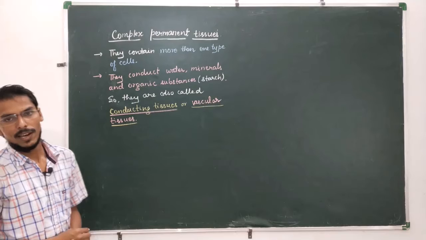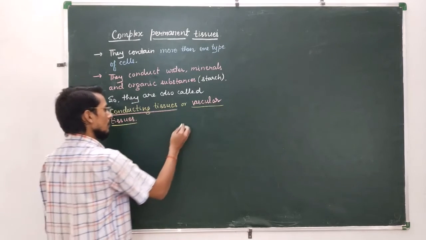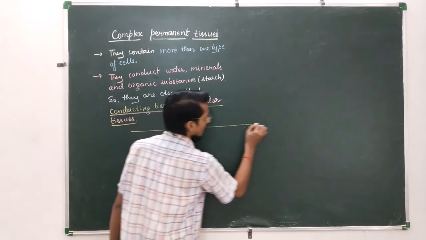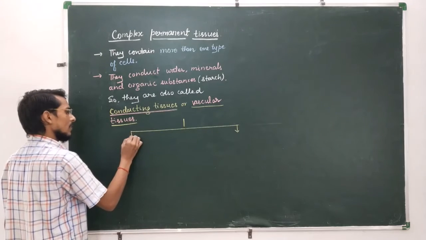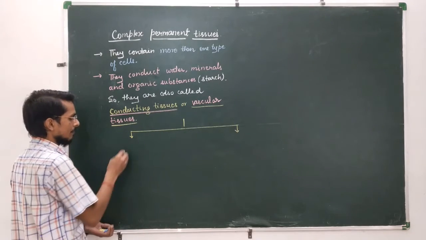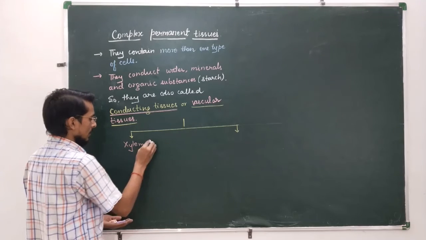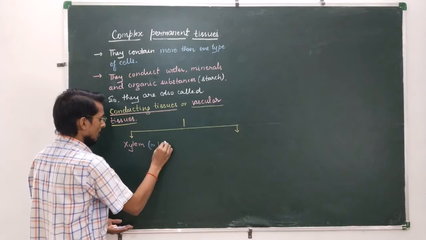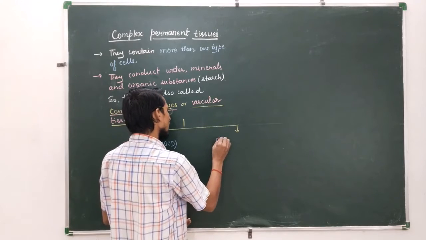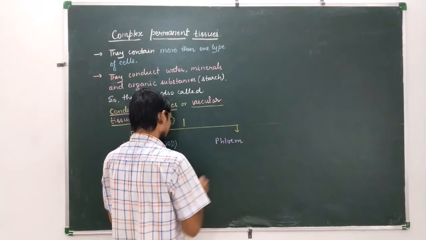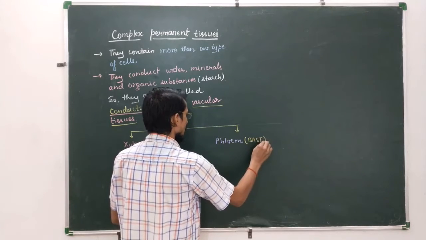Now in plant body there are two types of complex permanent tissues. I can write up to here. First one is xylem, or this is also called wood, and second one is phloem, which is also called bast. Okay.